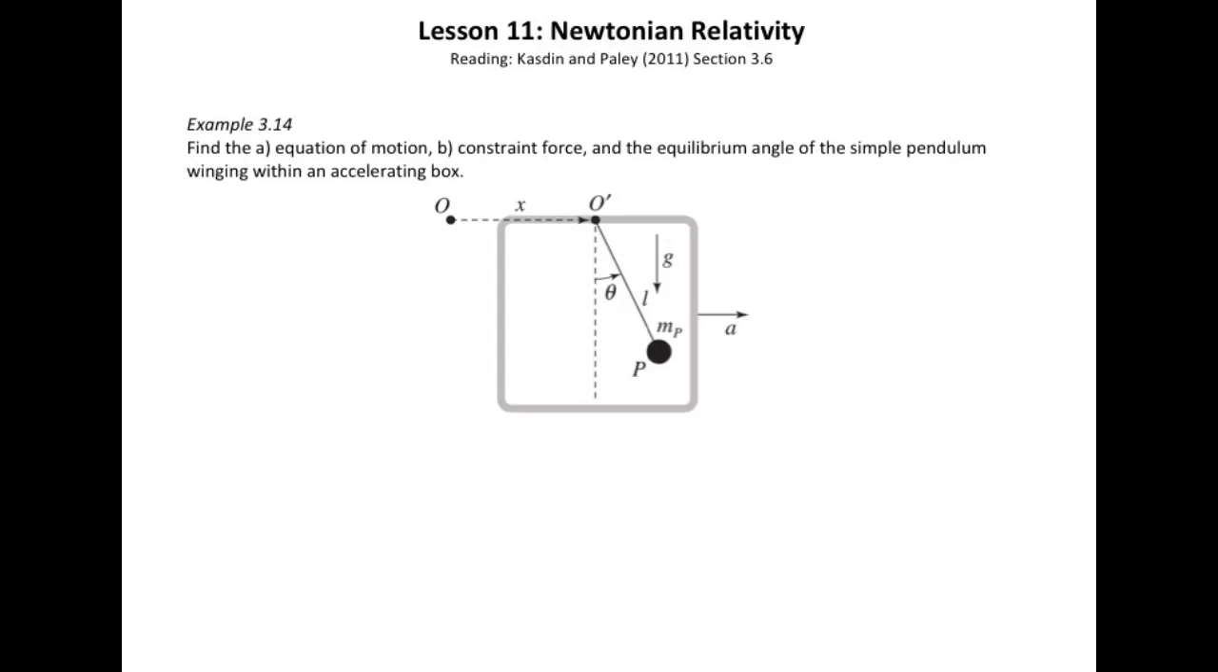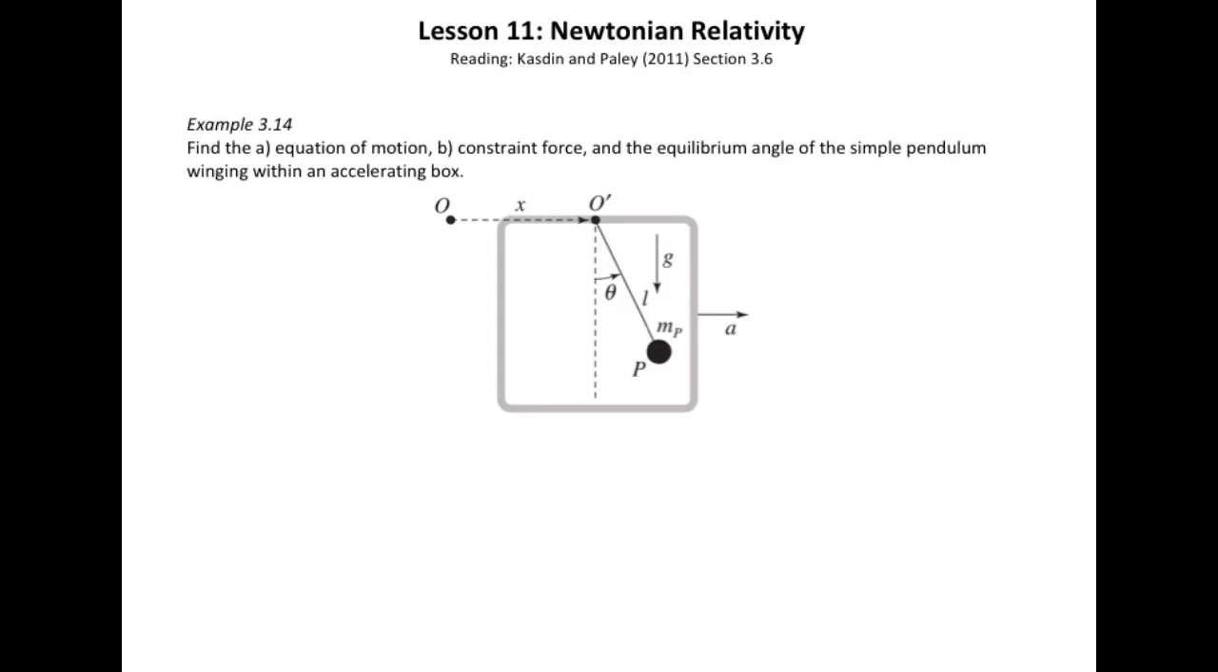Hey folks, in lesson 11 we're going to use the tools that we've already developed to demonstrate the development of the equation of motion, constraint force, and some other things about this particular problem using an accelerated box. And then at the end of the derivation we're going to have just a quick discussion on the idea of Newtonian relativity. This is something we've talked about in class before, but using these tools you can actually demonstrate this and test reference frames to see whether they're inertial or not.